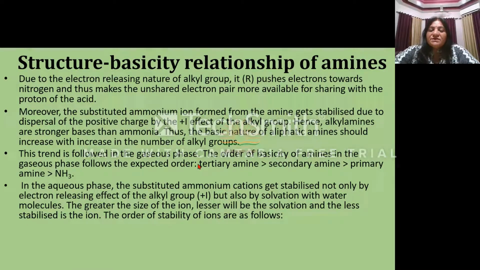Structure basicity relationship of the amines. How can we decide the basicity of amines from their structure? Due to the electron releasing nature of the alkyl group, electrons are pushed towards the nitrogen and thus the unshared electron pair becomes more available for sharing with the proton of the acid. Actually, basic character decides how the amine accepts the proton.